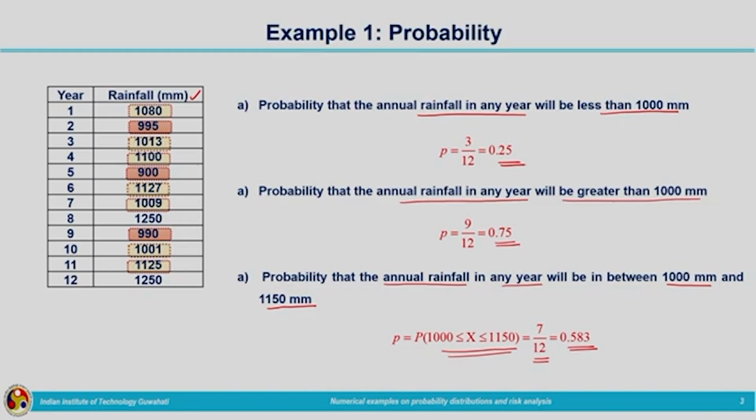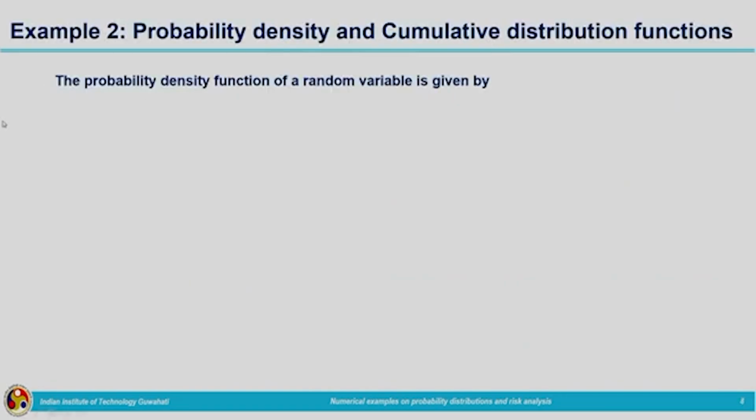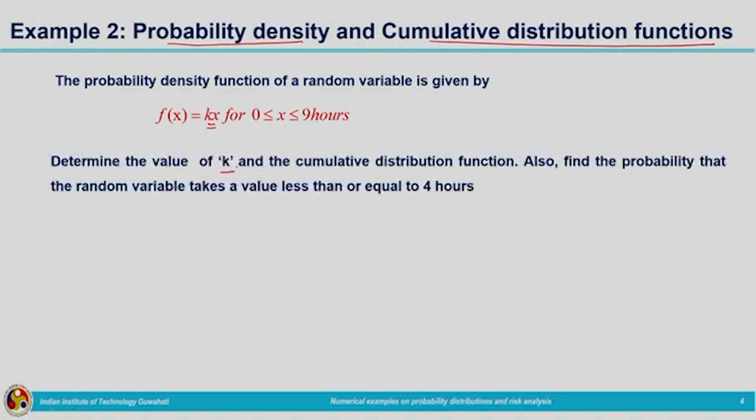Now, we will move on to the second example. The second example is related to probability density and cumulative distribution functions. The probability density function of a random variable is given by f of x equal to kx for x varying between 0 and 9 hours. Determine the value of k and the cumulative distribution function. Also find the probability that the random variable takes a value less than or equal to 4 hours.